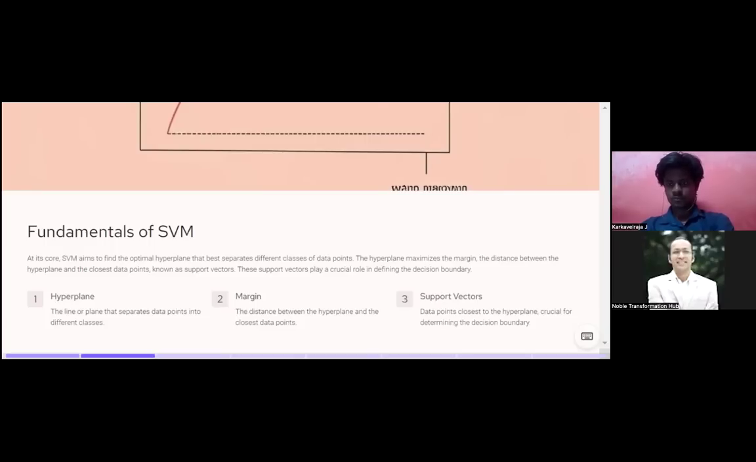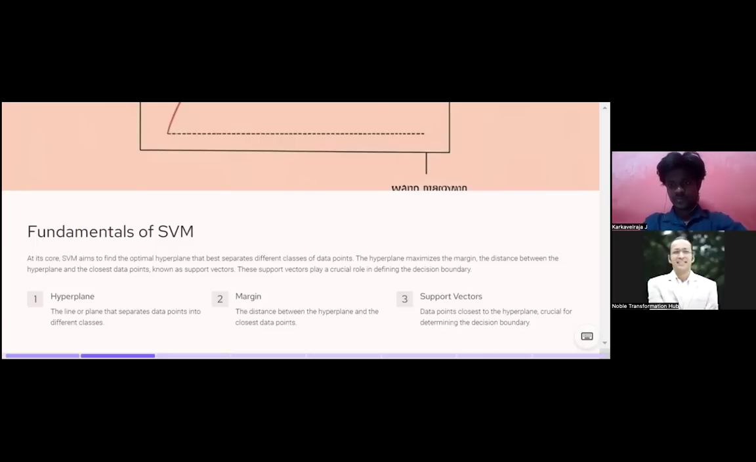Hyperplane has a different definition, support vectors are different, and margin is different. With these we make SVMs. These are the fundamentals with which SVM is made: hyperplane, margin, and support vectors. You have to distinguish each element from the other, so that you don't have confusion and you clearly understand.